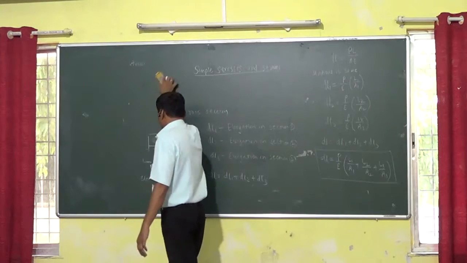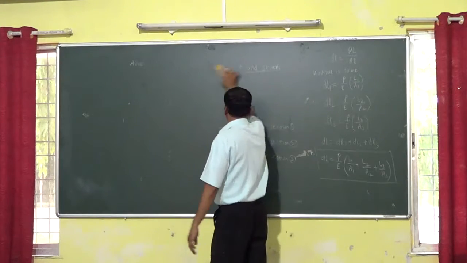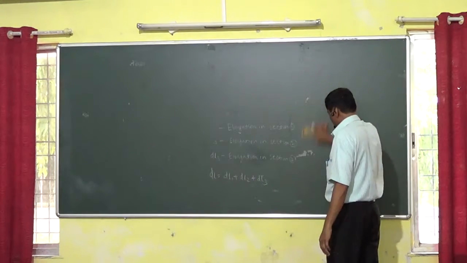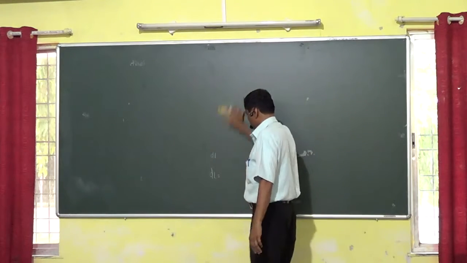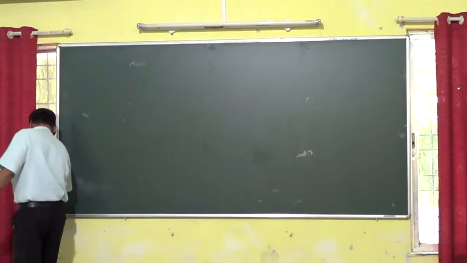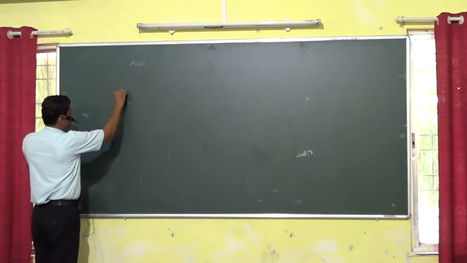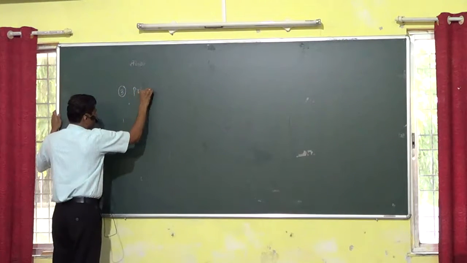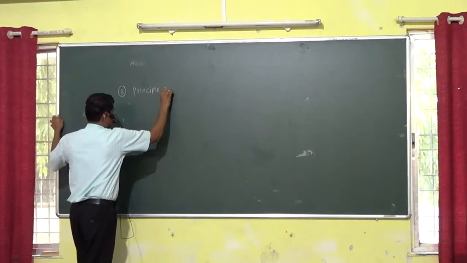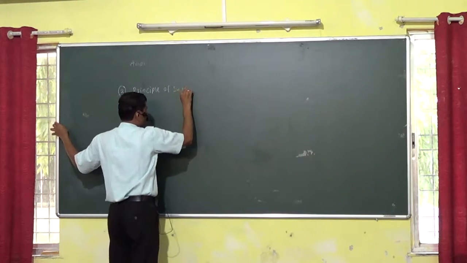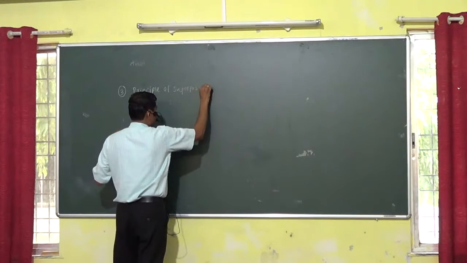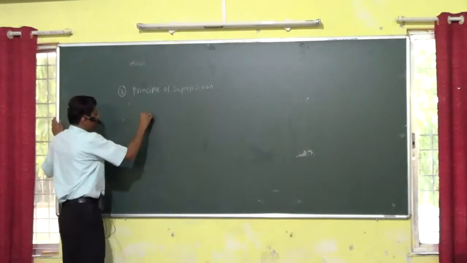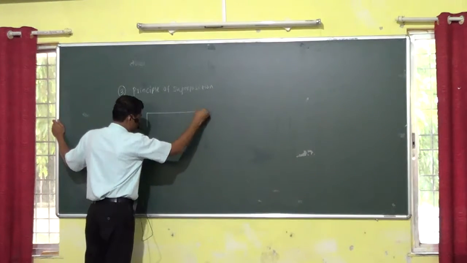Then the third kind of example which we have seen in simple stress and strain depends upon the principle of superposition. The third type was the principle of superposition. Inside that, what conditions we have considered in the principle of superposition? We'll take one example for the principle of superposition.